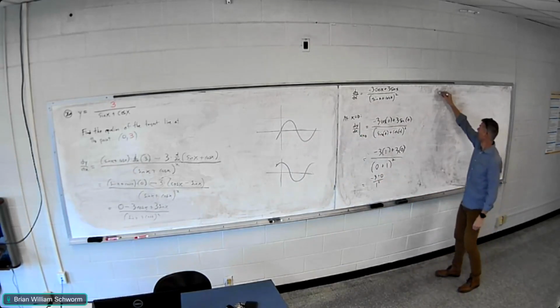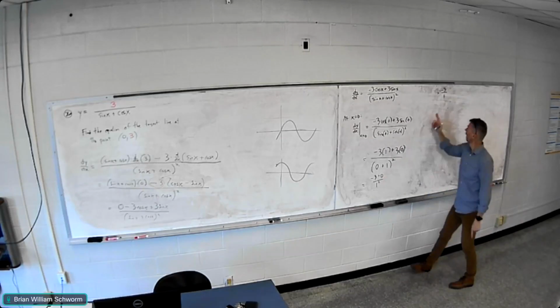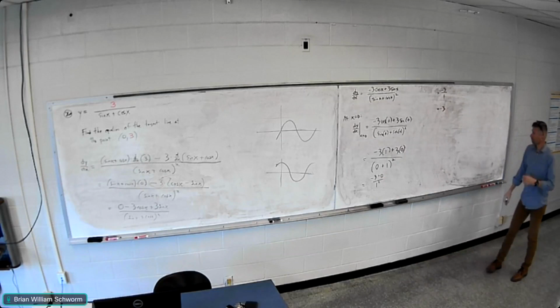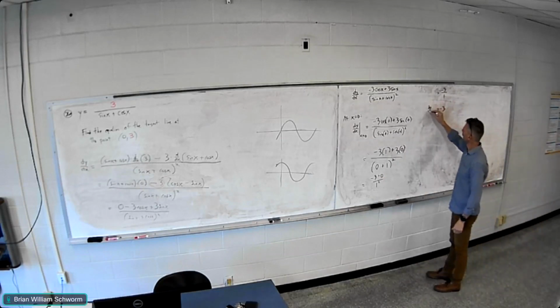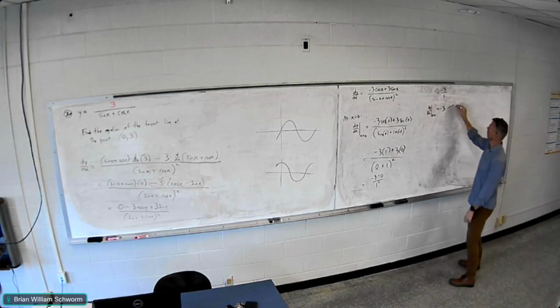1 squared. Negative 3 plus 0 is negative 3. 1 squared is 1. Negative 3. So that's the derivative evaluated at x equals 0. So that means that's the slope of the tangent line.